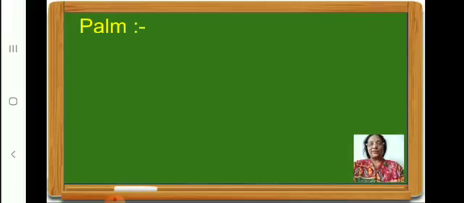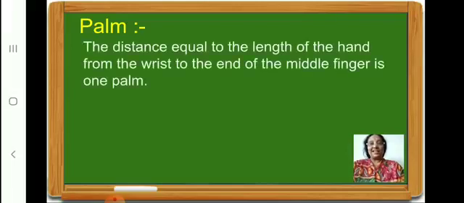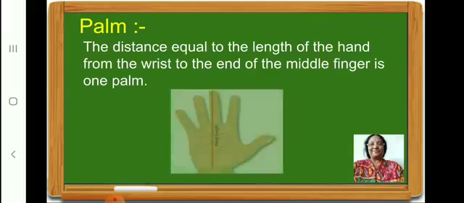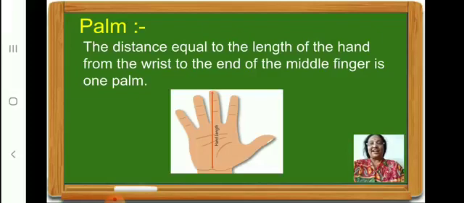Now let us see what is a palm. The distance equal to the length of the hand from the wrist to the end of the middle finger is 1 palm. You can see here with a red line it is marked. The distance between your wrist and the tip of the middle finger is 1 palm.